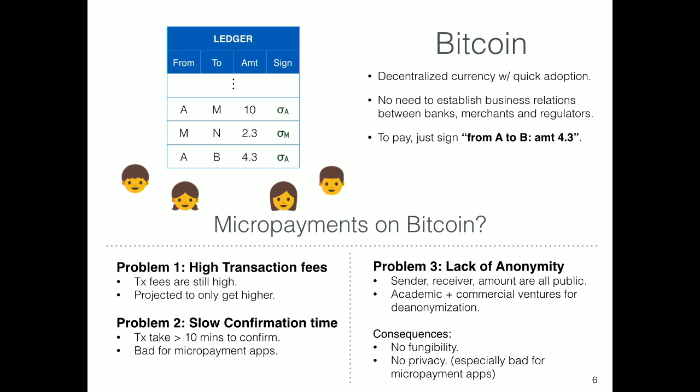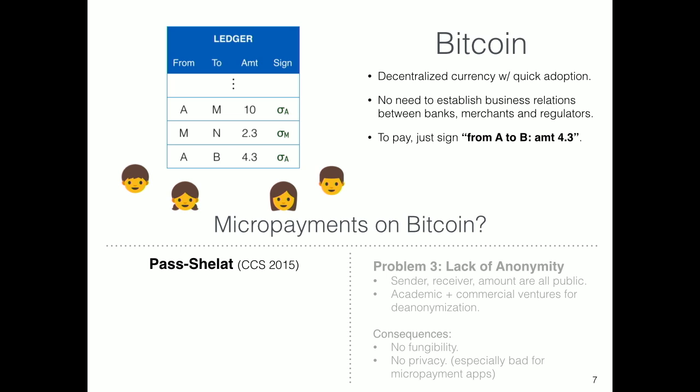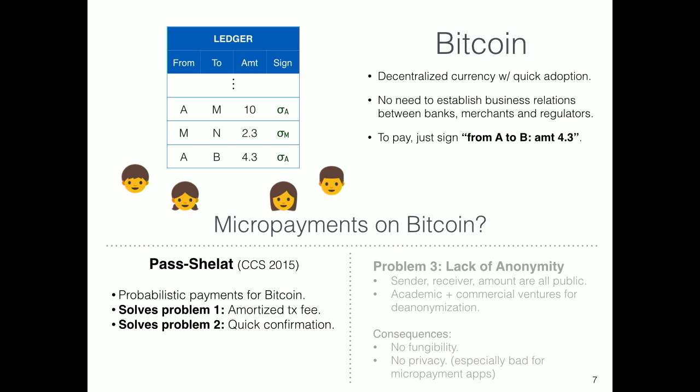OK, so there's been some sequence of works over the past few years trying to resolve this. And to solve the first 2 problems, there was a paper by Pass and Shelat at last year's CCS, where they constructed probabilistic payments for Bitcoin. And just to recap, here, when Alice wants to pay Bob, instead of paying him $1 each time, she just pays him 1 cent with probability 1 over 100 for a transaction. So how does it solve the problems? It amortizes the transaction fee, so you're not paying the entire transaction fee for every micropayment. And it also gives you quick confirmation because your null payments, when Bob doesn't win, don't go on the ledger. Only the macro payments go on the ledger. So you don't have this issue of having to wait for the transaction to be confirmed.